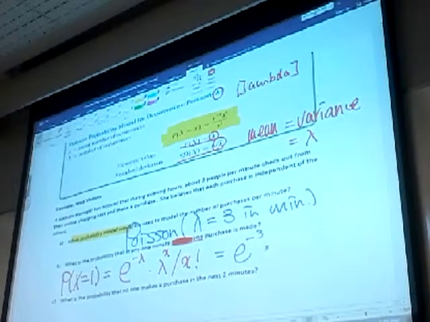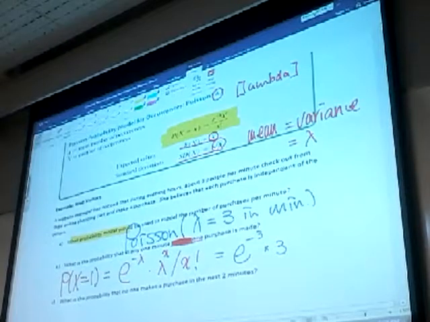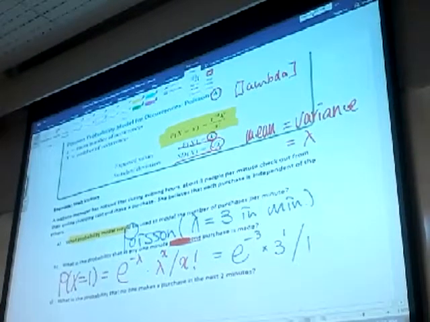So now, before it was at least 1. Today, I want to try to get exactly 1. The probability that x equals 1. What was the formula? E to the negative lambda, lambda power x over x factorial. The lambda was the mean, the average in a minute. Lambda was 3. x is how many customers to get the probability: 1 purchase. And 1 factorial.